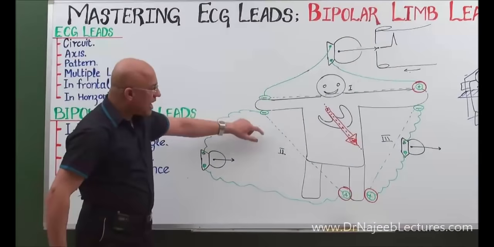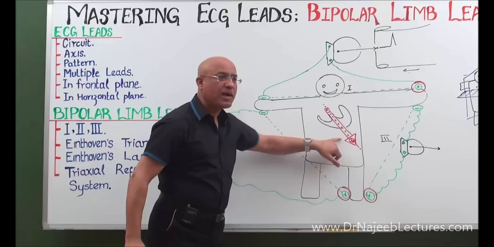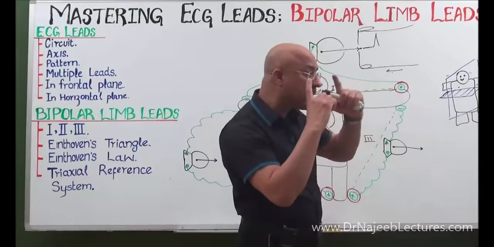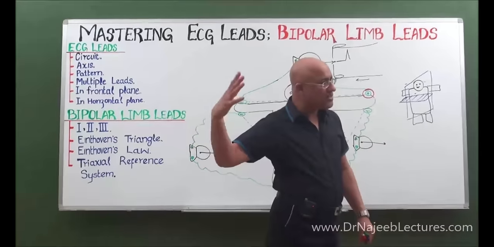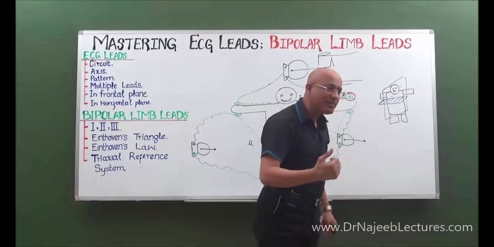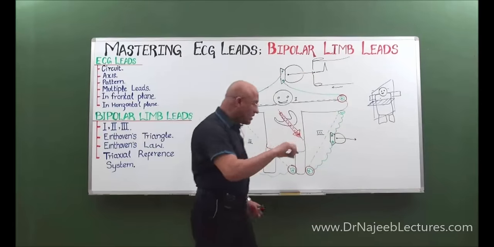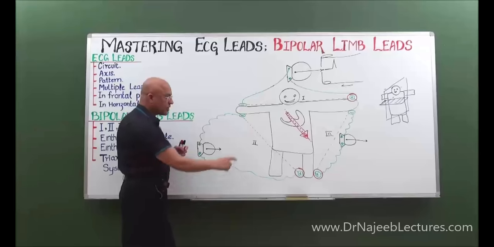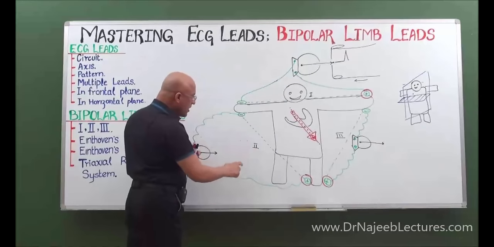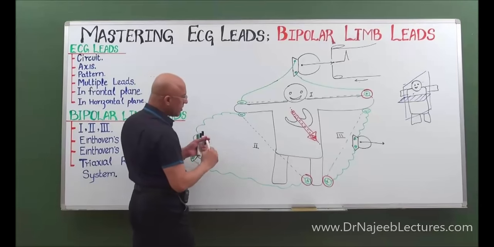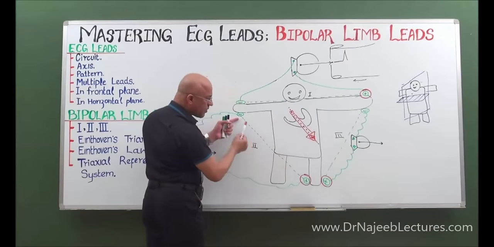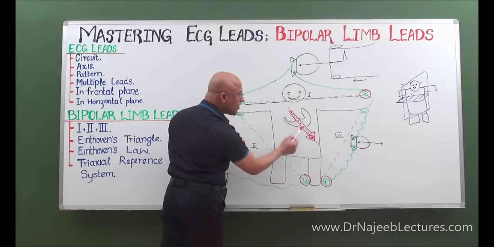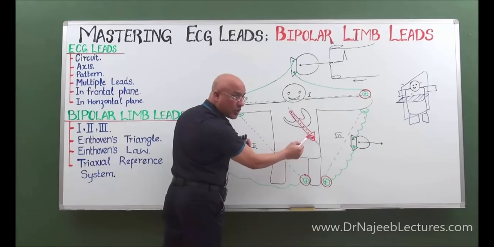Now, these three leads are looking at the same electrical activity, but they will get different snapshots. They will get different electrical pictures because the angle of recording is different. Clear? Let's come to this. Let's suppose we first look at lead number two. This is the electrical axis of the lead, and this is the electrical axis of the cardiac vector, the QRS vector.